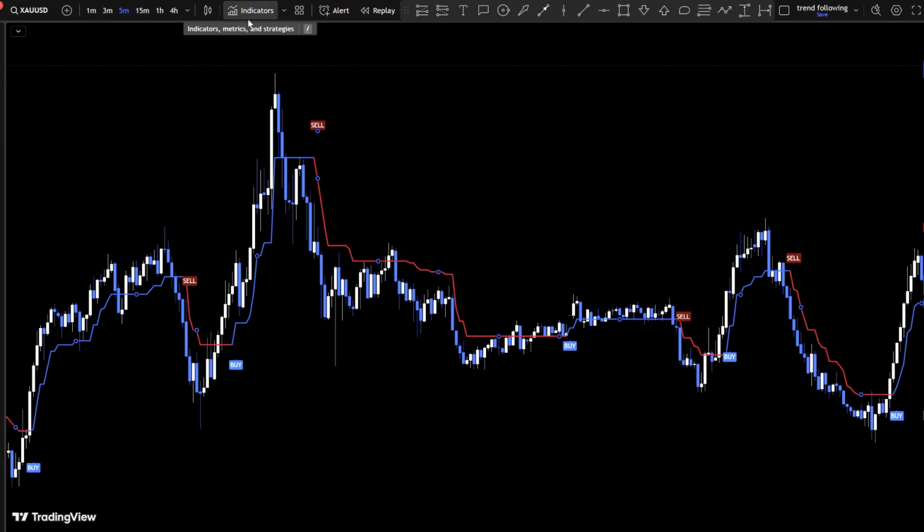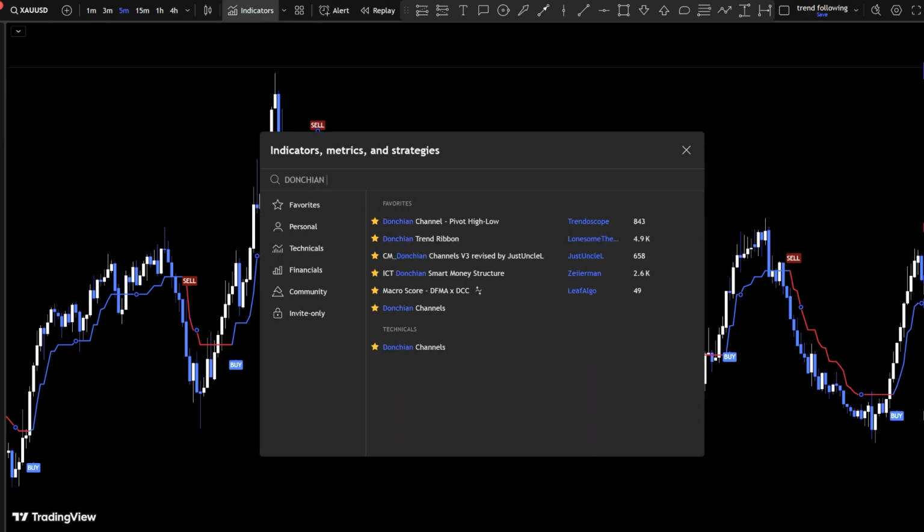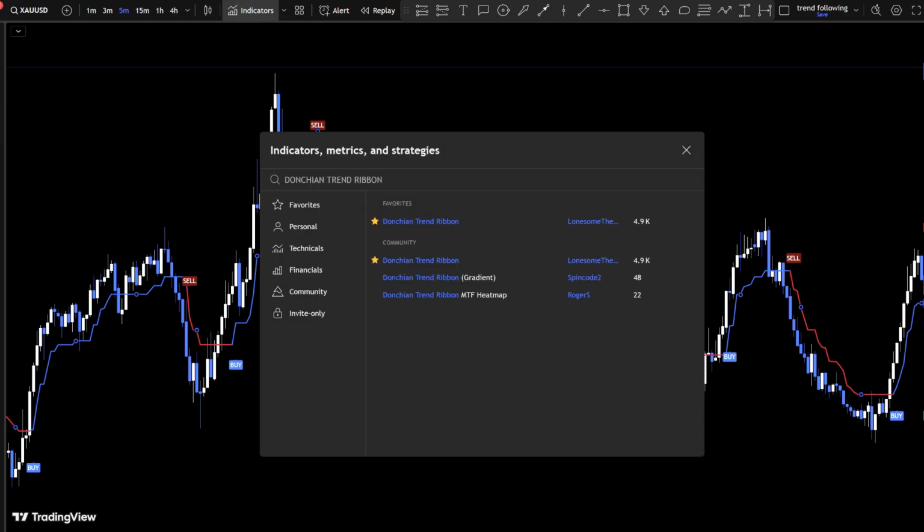And this time, type in Donchian Trend Ribbon in the search bar. Once it shows up in the results, click on it to add it to your chart.